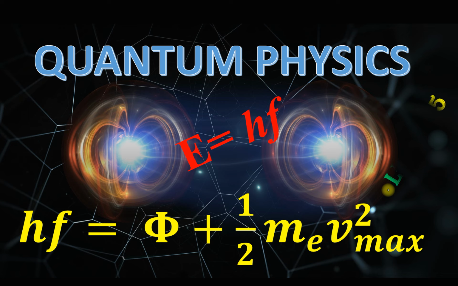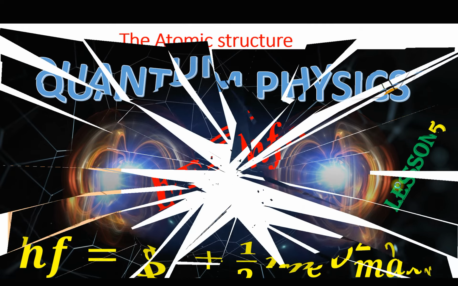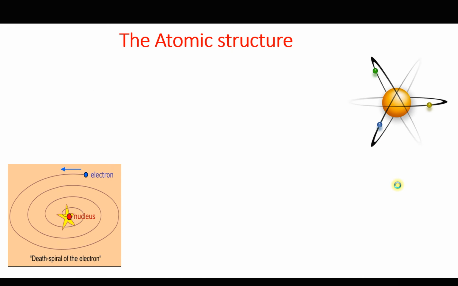This is going to be lesson 5 of quantum physics, and in lesson 5 I'm going to introduce the energy levels in atoms and the line spectra. Okay, so let's go. Energy levels and the line spectra, that is what we're going to talk about in lesson 5.